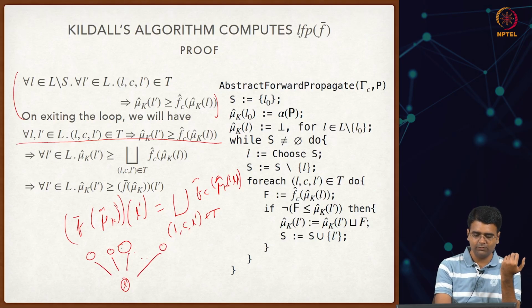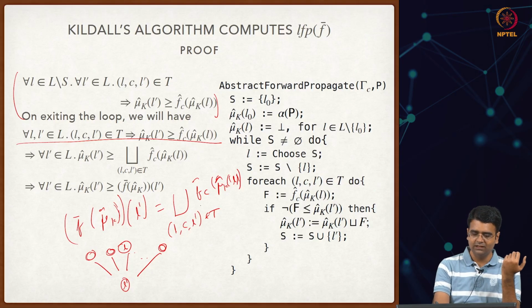So this is the location L prime. We consider every predecessor to the location L. I know that mu hat k at the location L prime is greater than or equal to f at C of mu hat k of L. So if I take the abstract value at each of these locations and I apply the abstract transfer function of the corresponding program command, this mu hat k of L prime is going to be greater than or equal to the abstract transfer function applied on the mu hat k values at the predecessor locations.